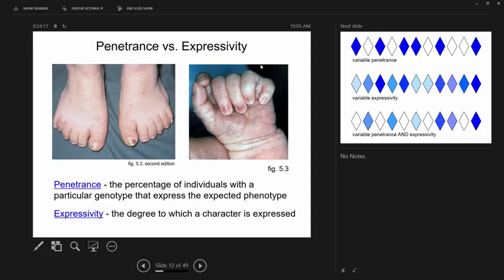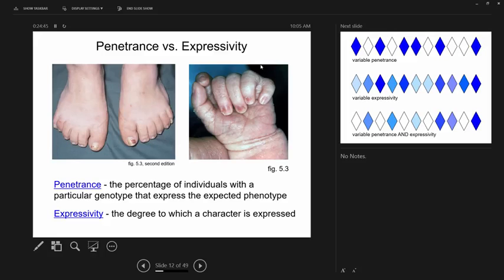Expressivity, the degree to which a character is expressed. So if you have only variable penetrance, let's go back to that one, either you got it or you don't, and there's a certain percentage. If you have variable expressivity only, everybody with the right genotype has that phenotype, but there's a difference in level of expression. And that happens here too.